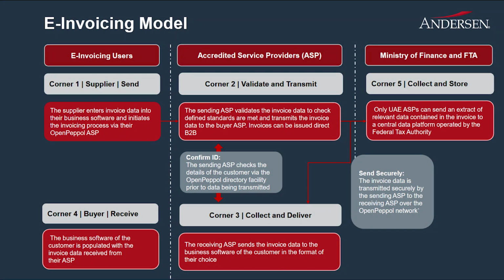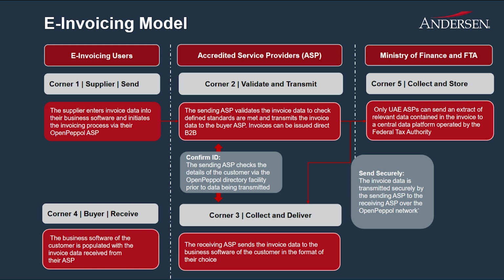Like I was telling you about the 5-corner. The 5-corner is a very simple model wherein 2 corners are the buyer and the seller. Then the ASP or the accredited service provider, like TaxLab is our service provider who is going to be facilitating or giving you a solution for e-invoicing. There will be 2 ASPs for buyer and seller. And the 5th corner would be the FTA.